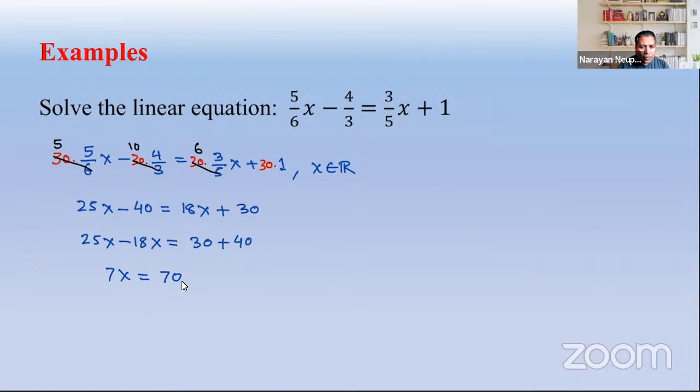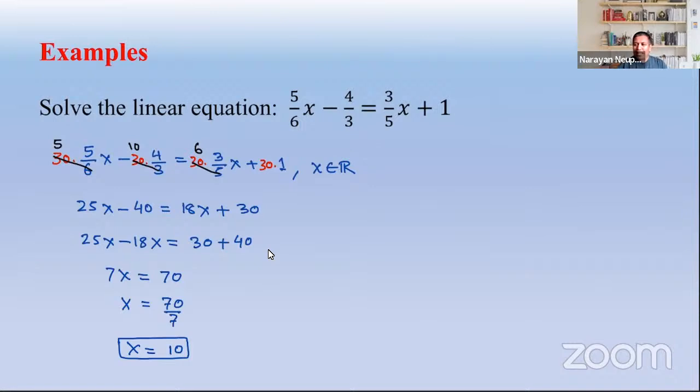Now to find the value of x, we divide on both sides by 7, or this 7 is multiplying here. If you take it to the other side, it will divide. So x will be equal to 70 over 7, which is 10. So x equal to 10 is the solution to this linear equation. The main idea here is to multiply throughout by the least common multiple to remove the denominator. And once we remove the denominator, it is easy to solve the equation by transposing the variables to the left-hand side and constants to the right-hand side. So this is our first example.